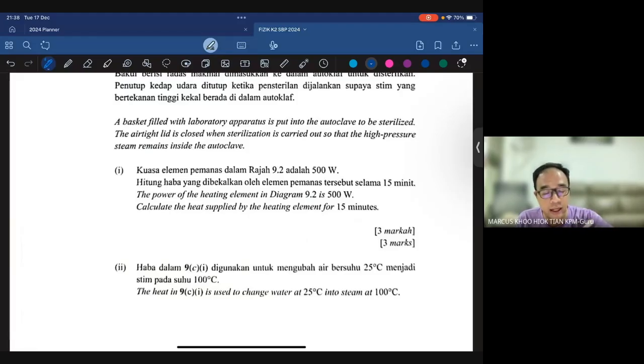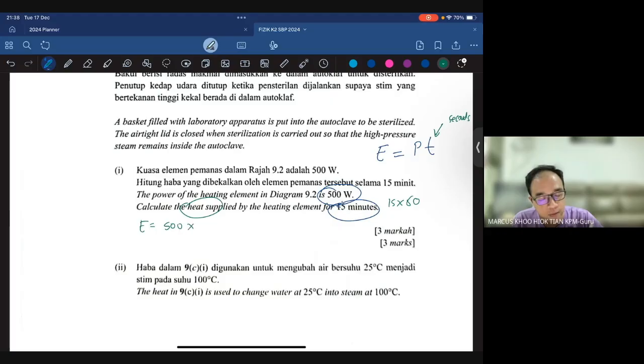The power of the heating element is 500 watts. In a heat question, if you see watts, remember that energy is power times time. The time must be in seconds. So your first job is changing the 15 minutes to seconds, which is 15 times 60. The heat supplied is the energy. Energy equals 500 times 15 times 60. Change minutes to seconds, this is very important, which will give you 450,000 joules.